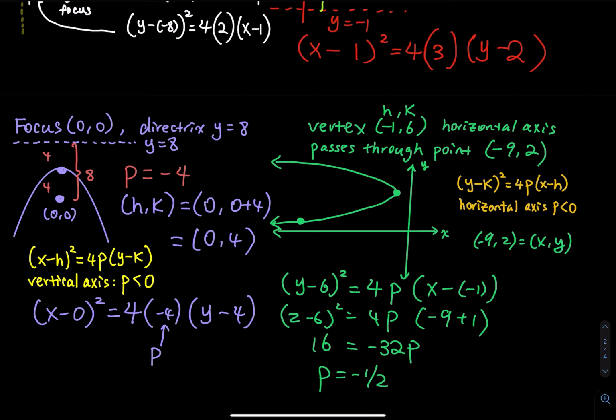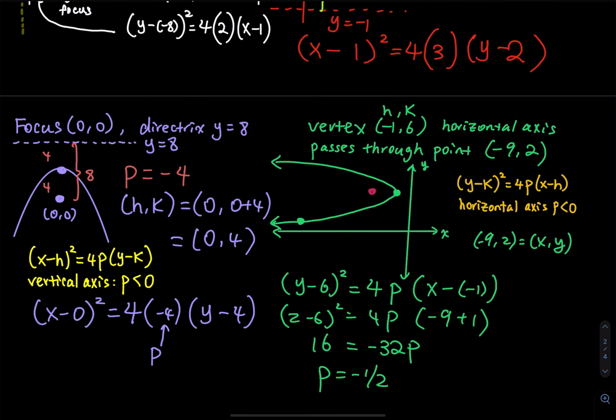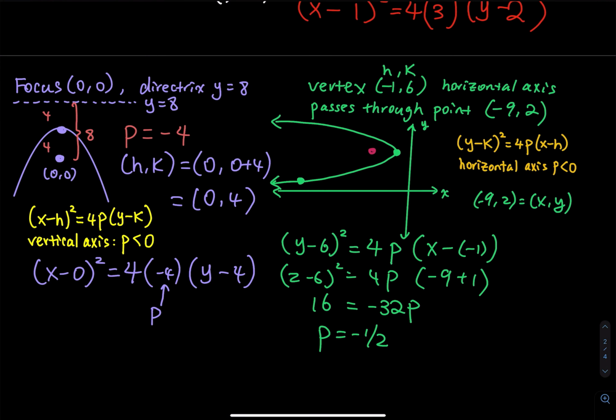So p is equal to -1/2, and then we can just go ahead and find the focus and the directrix. So the focus will be right over here, right? And then what is the focus? It is based on the vertex, and then you have to move -1/2 to the left. So it's -1, and then you have to subtract 1/2. You have to go half unit to the left, and then 6. So that is (-3/2, 6).